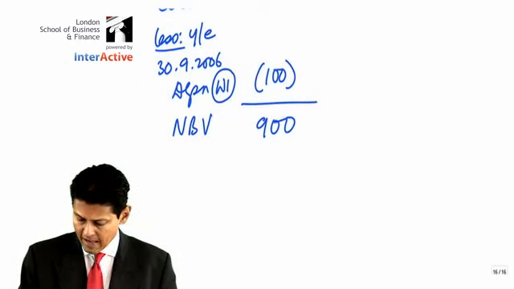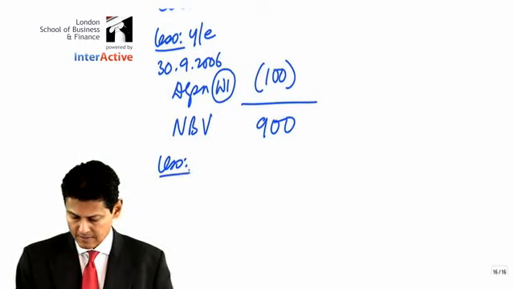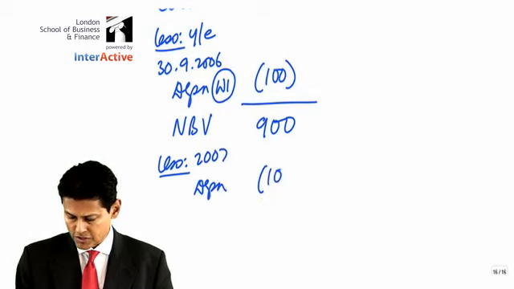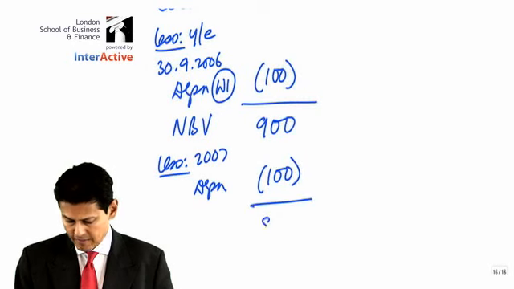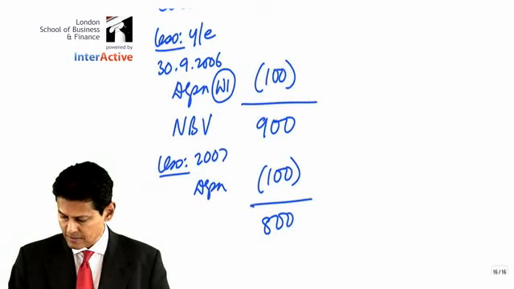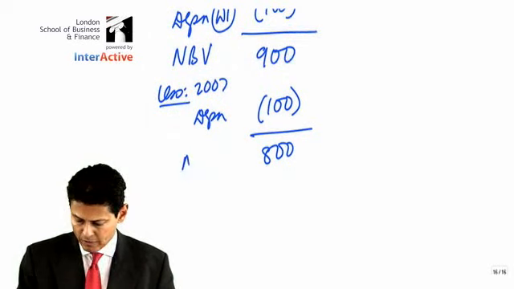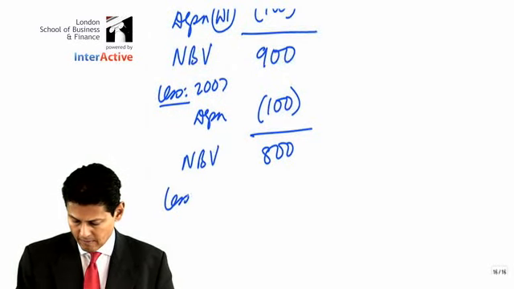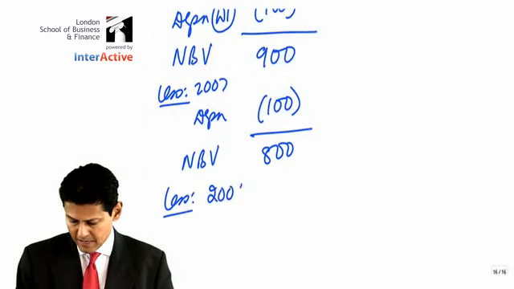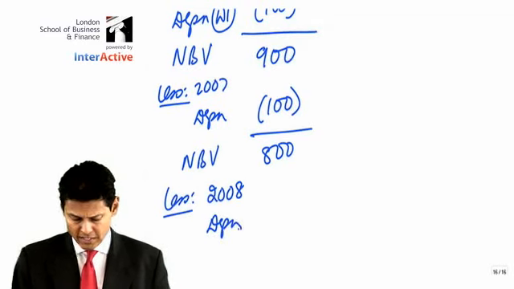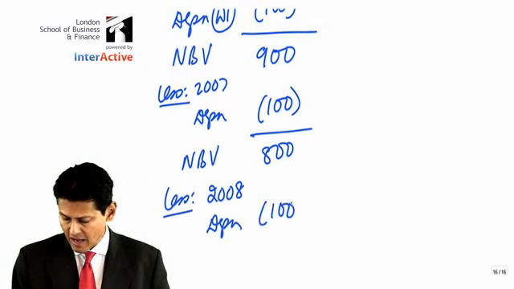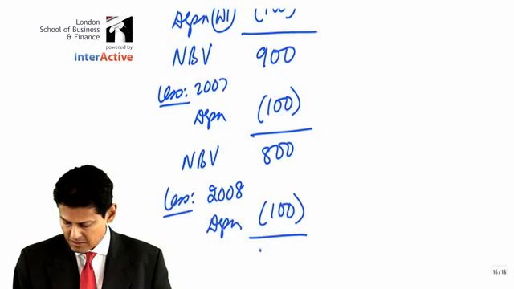We'll then say less 2007 year-end depreciation. Of course, straight line is 100, giving us 800 net book value, less 2008 depreciation of another 100 to give us 700 net book value.